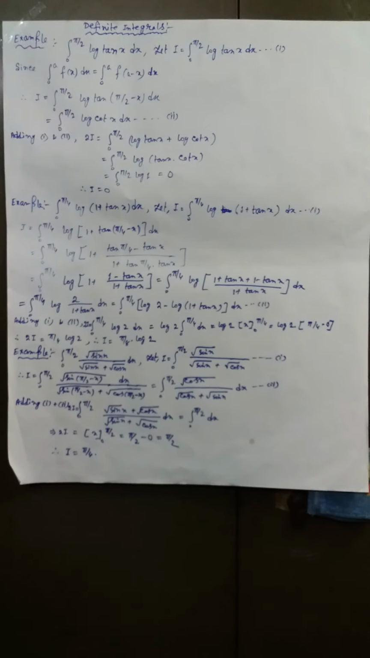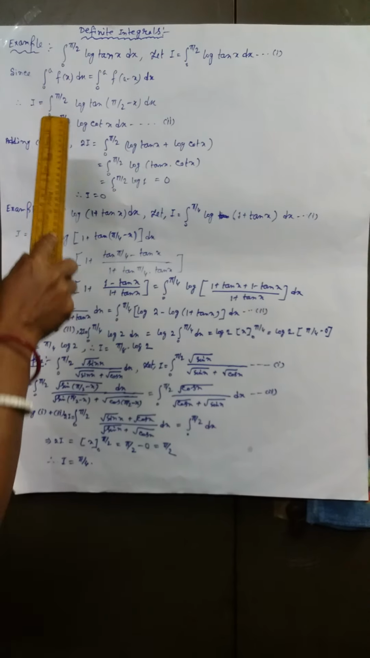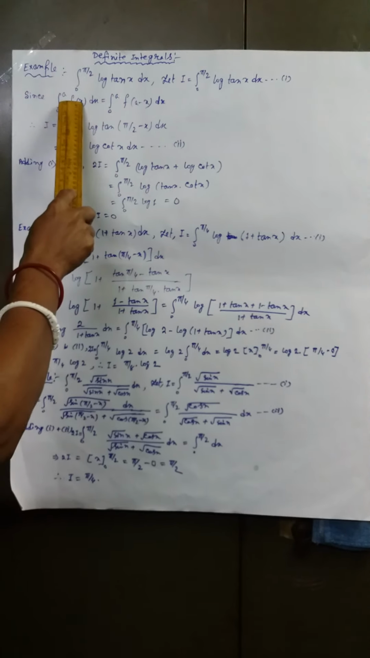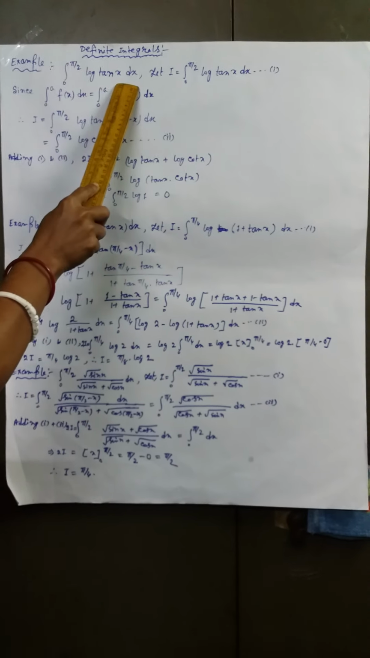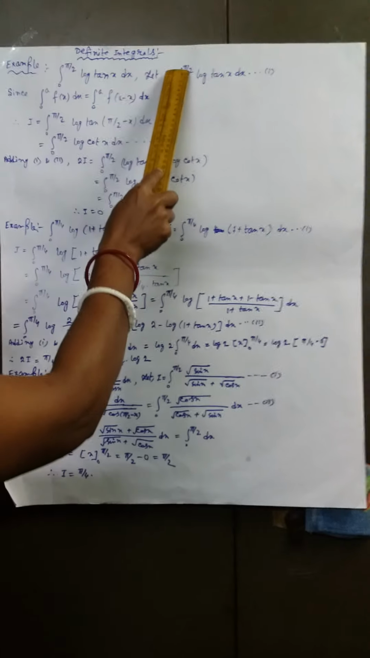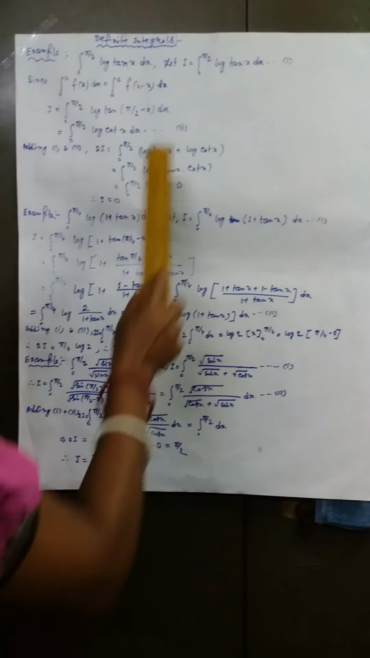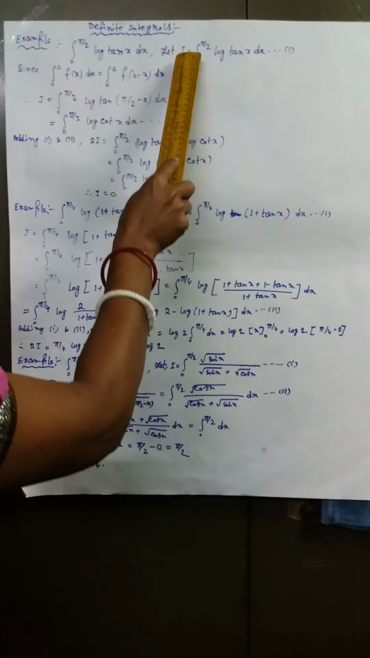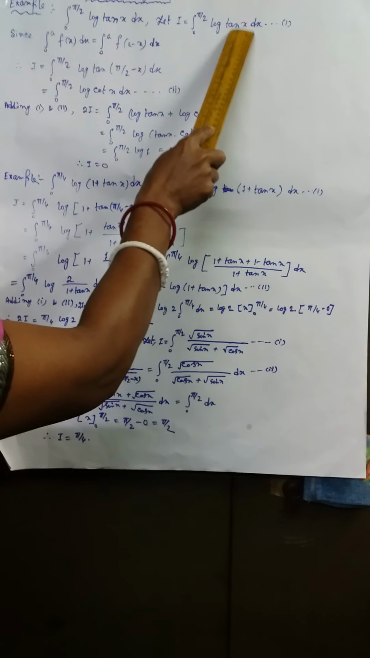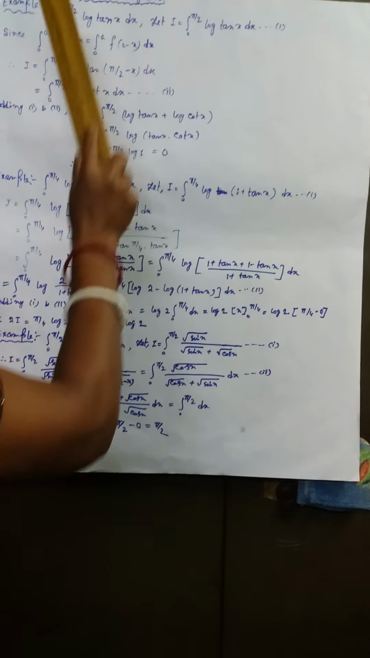Today also I will start the chapter definite integrals. Now the first example is the integral from 0 to pi by 2 of log tan x dx. Now let I equal to this. So I equals the integral from 0 to pi by 2 of log tan x dx. This is equation number 1.